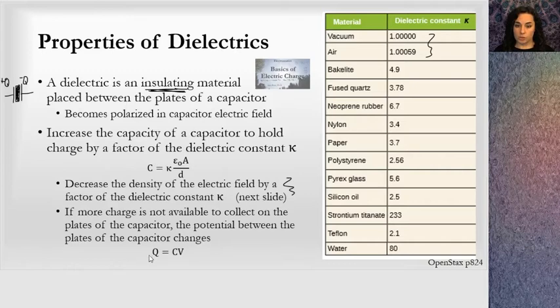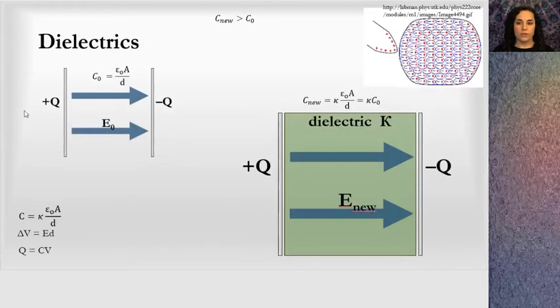So if Q stays constant, and I increase the capacitance, then the voltage between those two plates changes. You can see how the dielectric is going to play with the important quantities that come out of a capacitor. Let's look at the effect of a dielectric on the electric field.